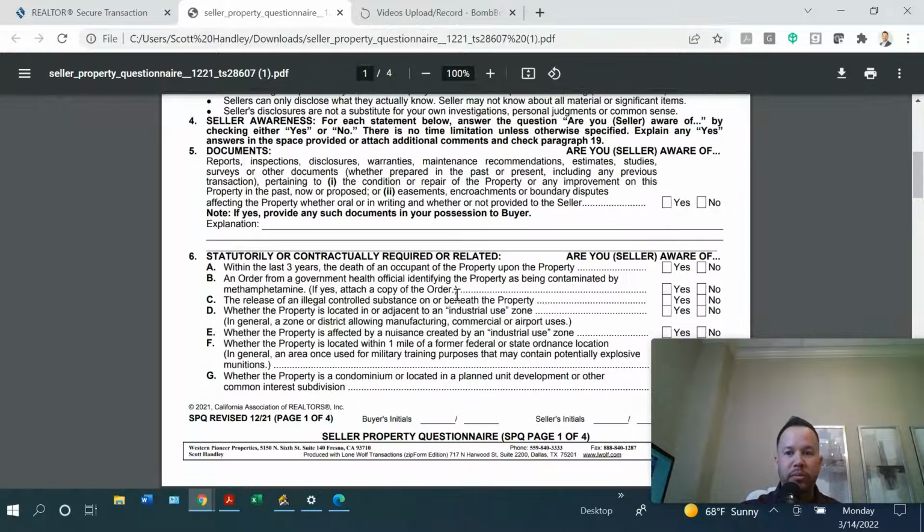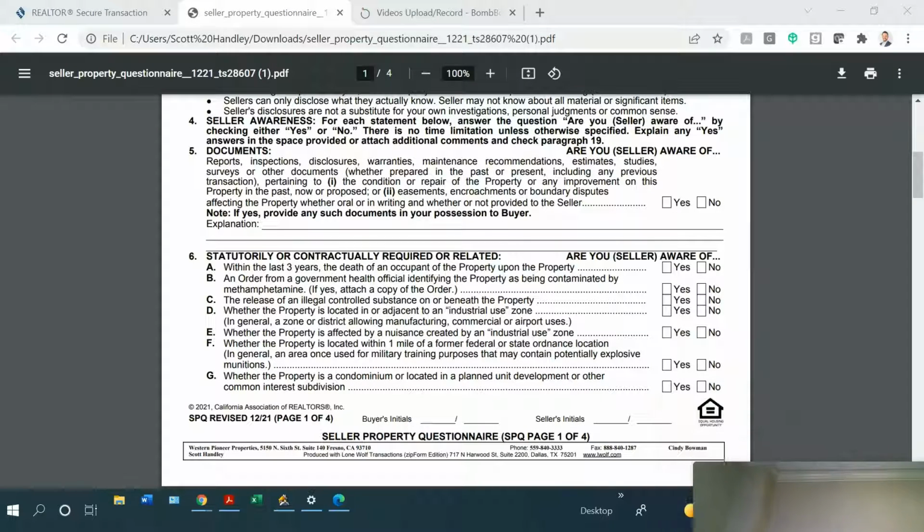So let's move to number 6. I'm going to move my screen down so you guys can see more of this document here. So number 6, still page 1 of the SBQ. SBQ is 4 pages. This is when it's going to get really yes or no questions. 6A is a very popular one.